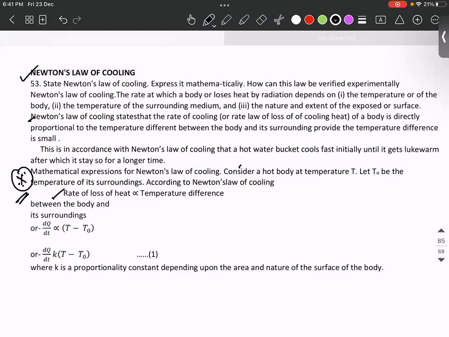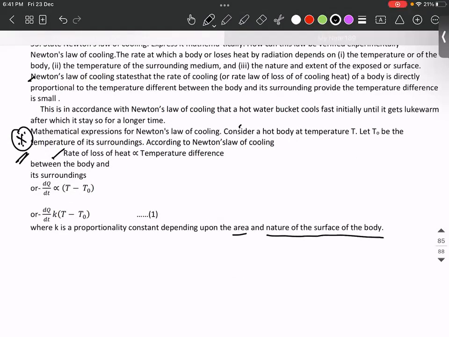Now, when I remove the proportionality symbol, we need to introduce a constant, and let the constant be K. Don't get confused, this K is not thermal conductivity. It is some proportionality constant. And what does it depend on? It depends upon the area and the nature of the surface of the body. So first, write down these two steps.